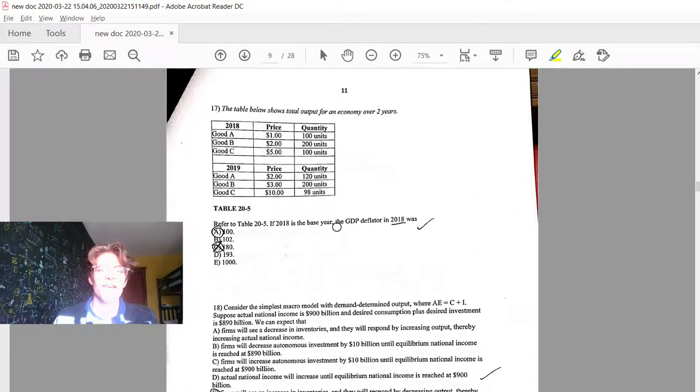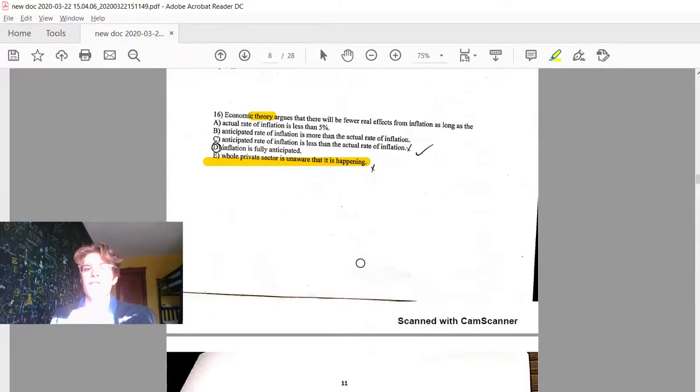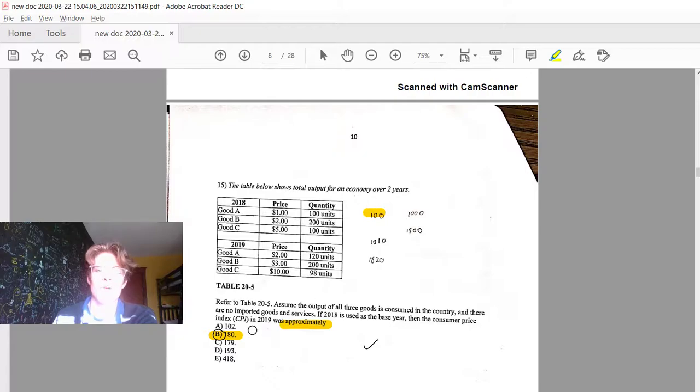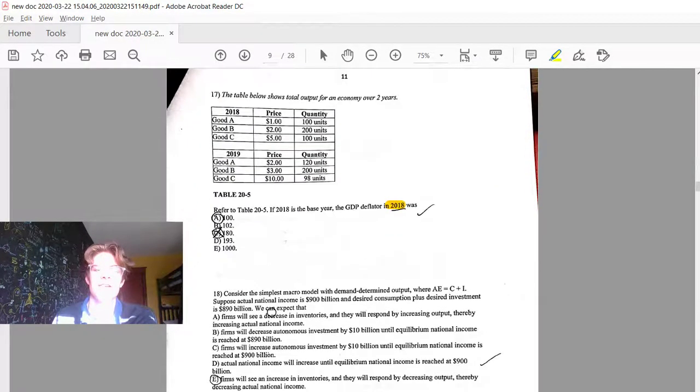Okay. The GDP deflator in 2018, like I underline that because it's different. The last one here was 2019. So what's the GDP deflator in 2018? 100. The CPI and the GDP deflator are both 100 in the base year, right? They start at 100. So that's what that is.